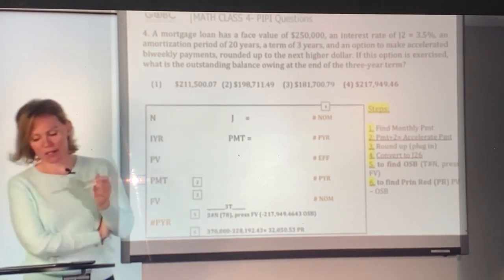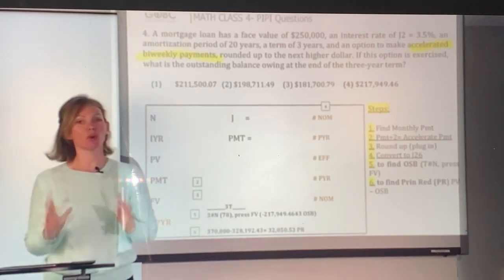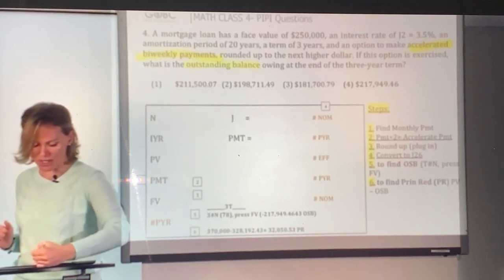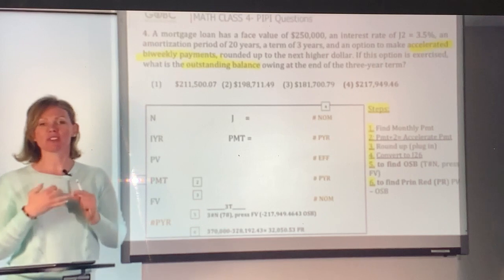And the option to make, and that's exactly what you're looking for in the exam, an accelerated bi-weekly payment. So when you see the word accelerated, you know what they're referring to. Round up to the next higher dollar. And what are they looking for? What is the outstanding balance? So again, they want the same thing. They want an outstanding balance in this question. We'll find the outstanding balance and we will find the principal reduction, just in case.